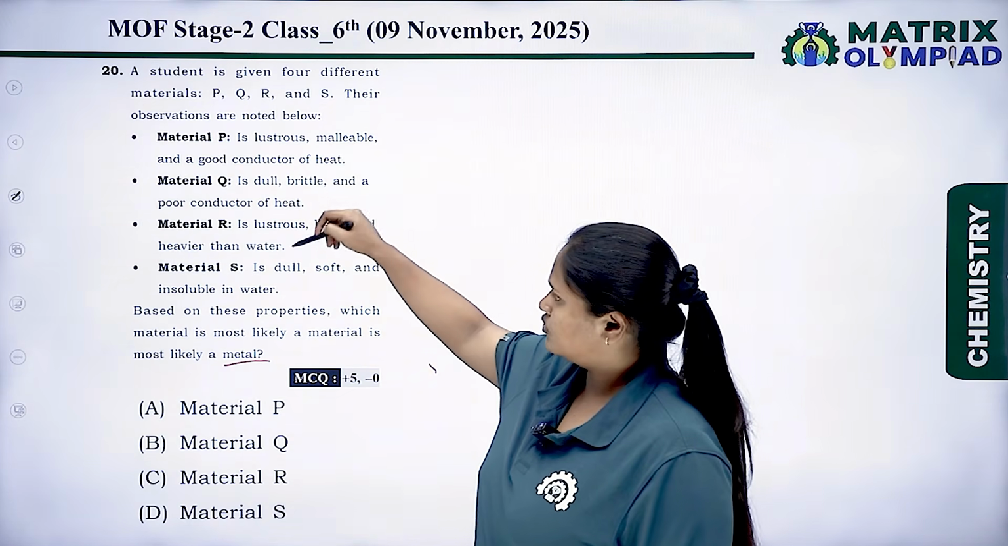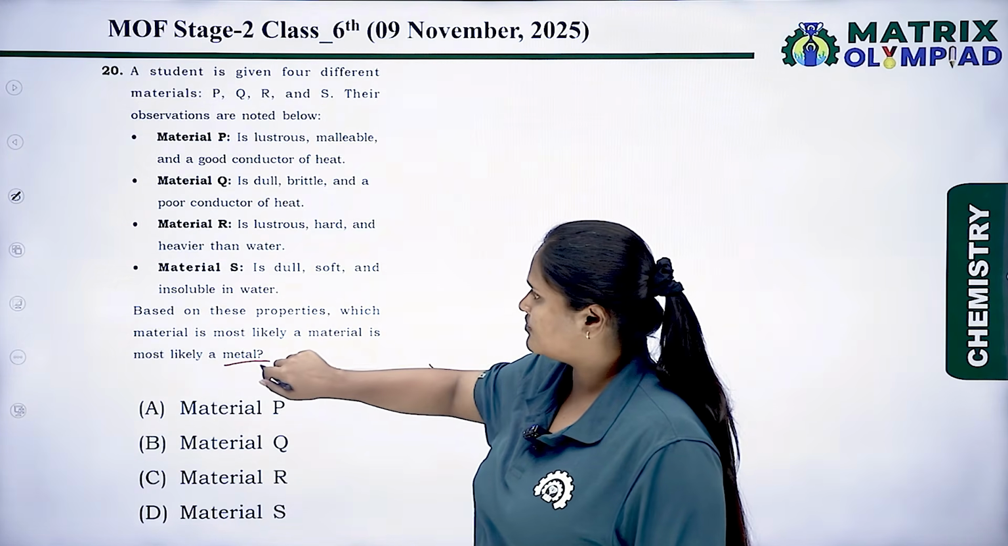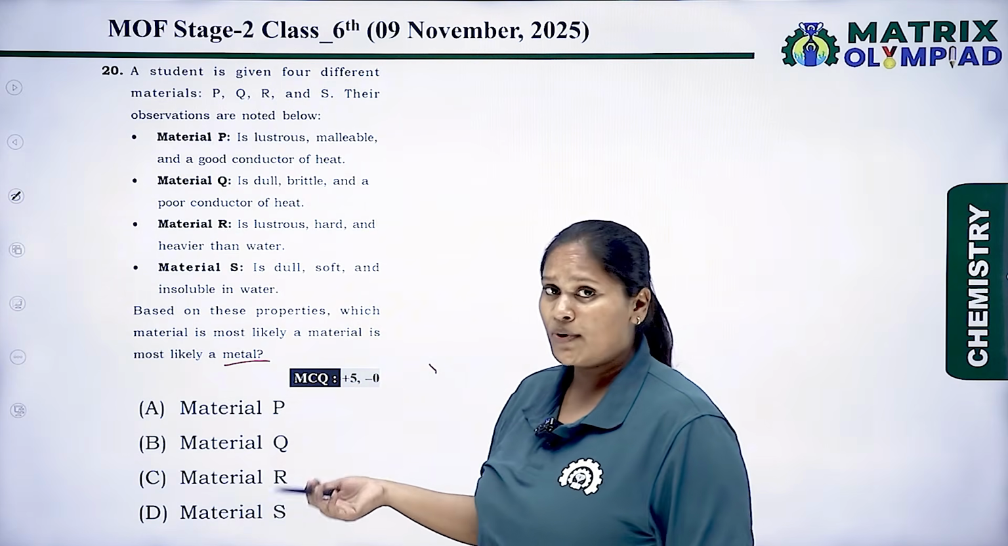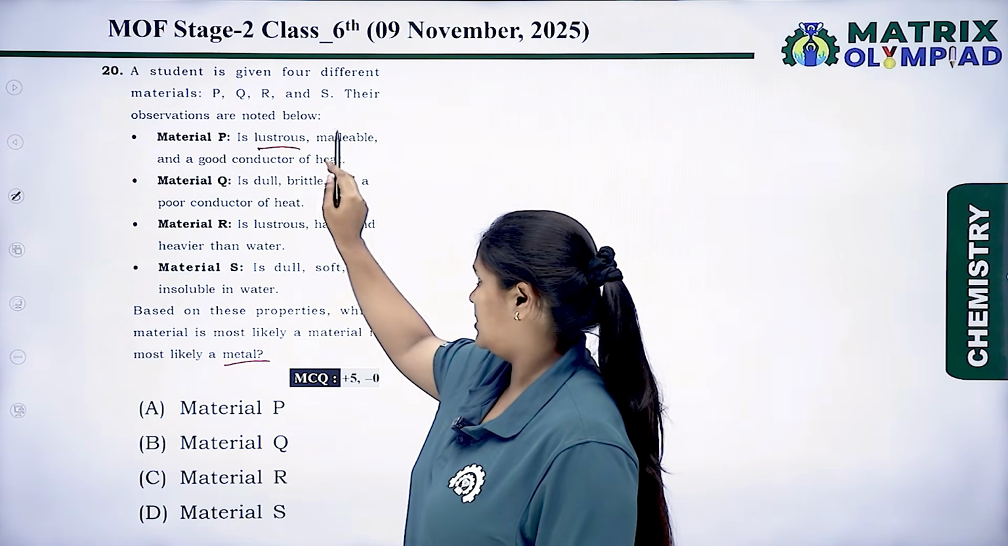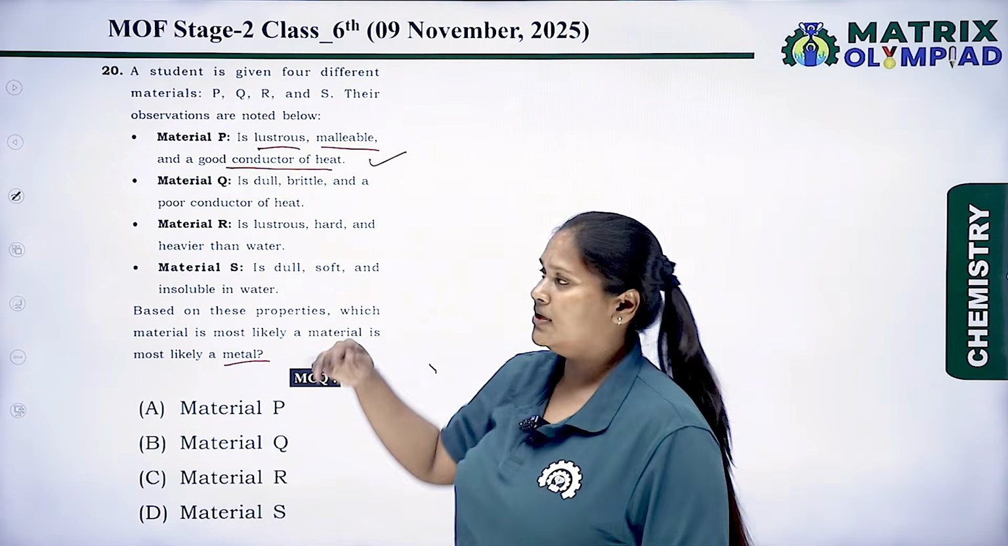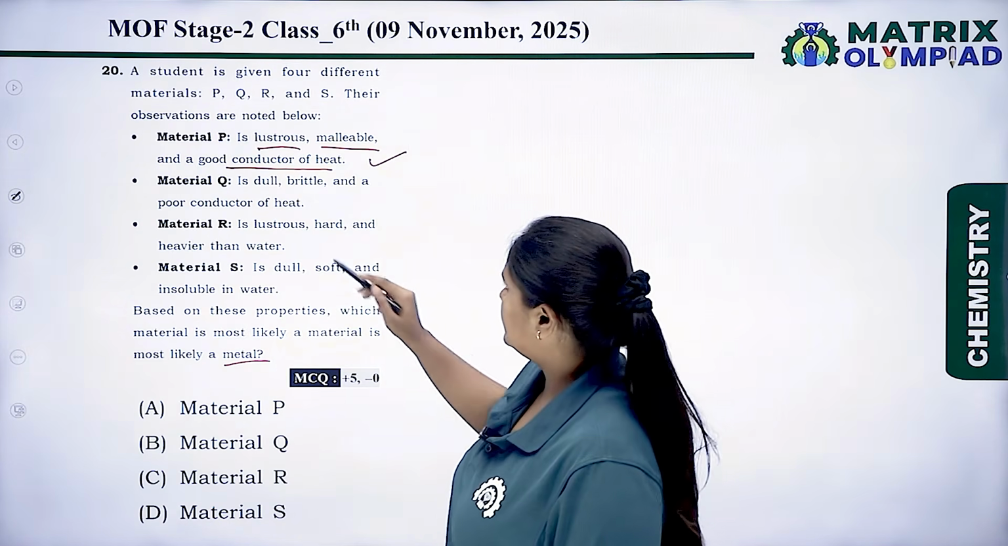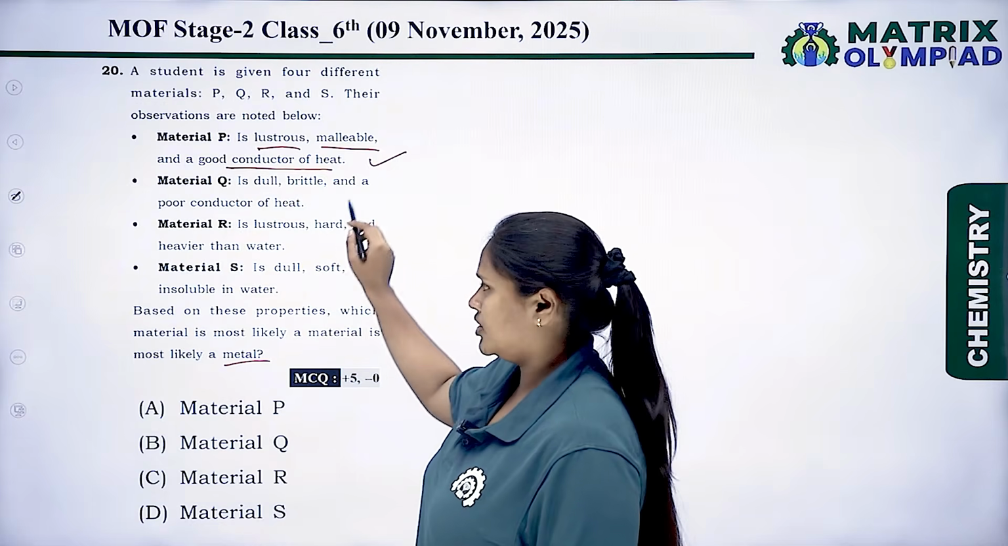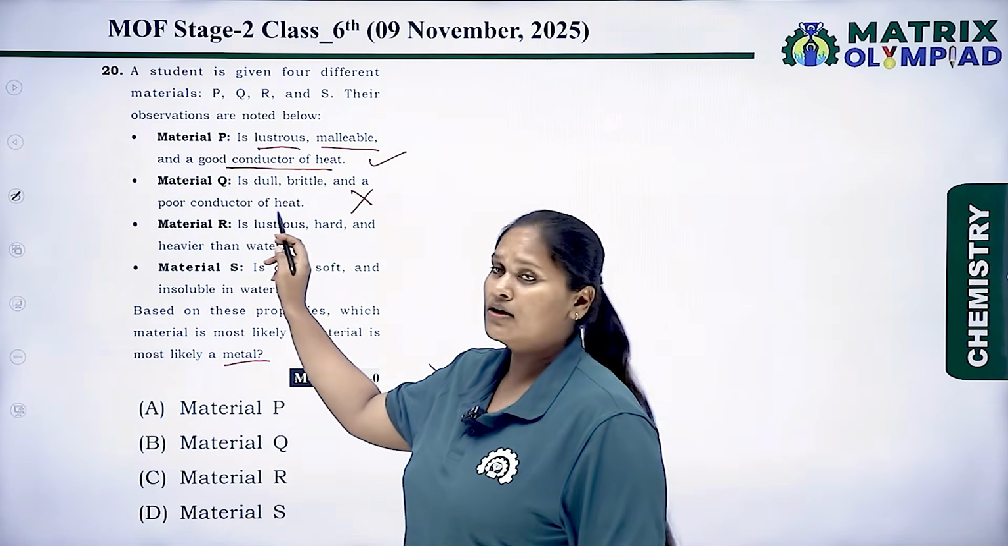So materials P, Q, R, S. We have to find the metal. So what are the properties of a metal? Metal is lustrous. Yes. Metal is malleable. Yes. Metal is a good conductor of heat. So maybe material P. And the next, material Q is dull, brittle and a poor conductor of heat. No, we know metal is a good conductor of heat.